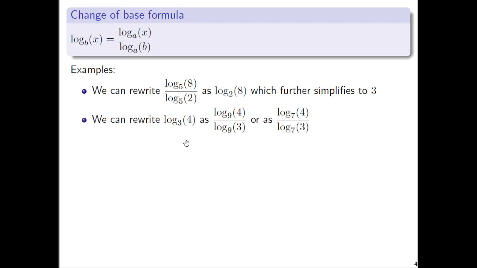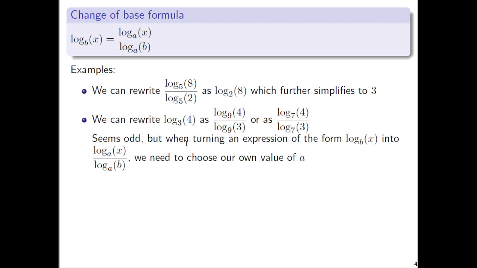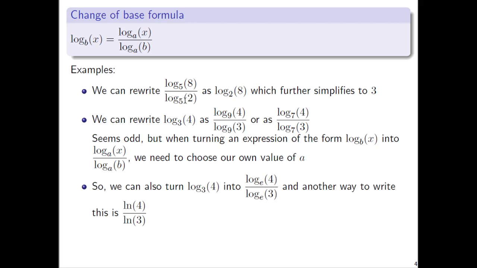Or you can pick a to be 7 and have log base 7 of 4 over log base 7 of 3. It seems a little strange, but when turning an expression of the form log base b of x from the left side into what you have on the right side, you need to choose your own value of a. And so we could also have rewritten log base 3 of 4 as log base e of 4 over log base e of 3. And just another way to write this, because of the log base e just as a shortcut being written ln, we could write ln of 4 over ln of 3.